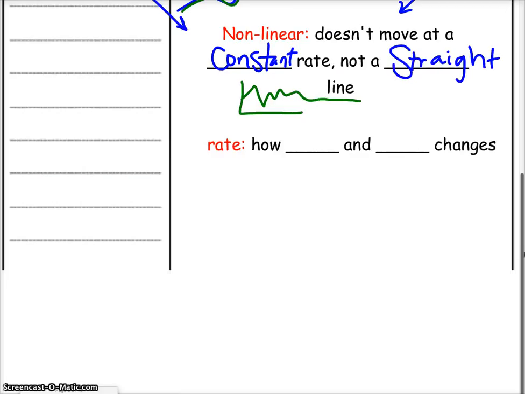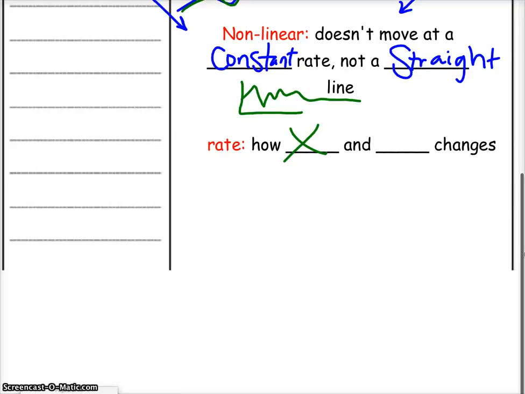In rate, oh lovely rate, that's what we're going to be dealing with today. Rate is how fast something's changing. The rate of your speed in a car, miles per hour, how much your miles are changing over your time. The rate of how you grow, how much your height changes over how many years or months have passed.